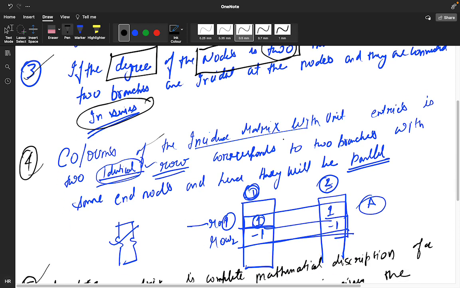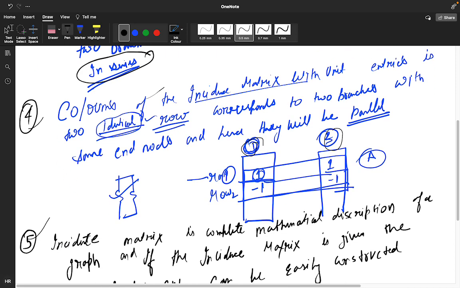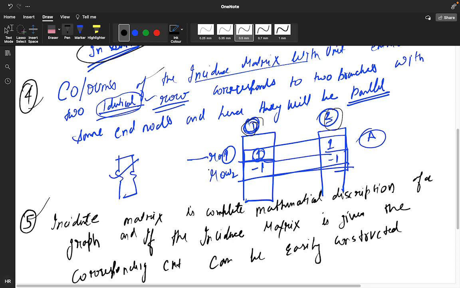So in the incidence matrix, two identical rows correspond to two branches, meaning row 1 and row 2 correspond to two branches. This is my branch 1, this is my branch 2, meaning column 1 and column 2. So column 1 and column 2 will be parallel like this, with the same nodes. So this is my node A, this is my node B. At node A to node B, one current is flowing. At node A to node B, one current is flowing. So these two, we are getting a parallel. So this is describing these statements.